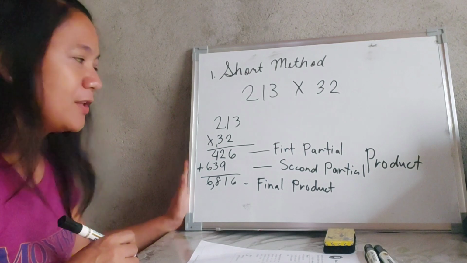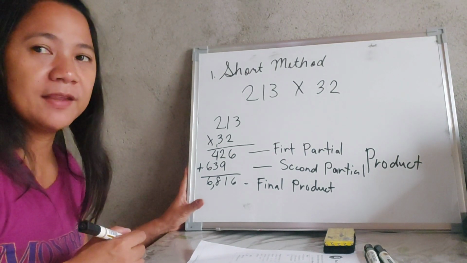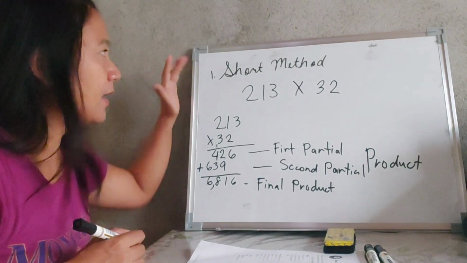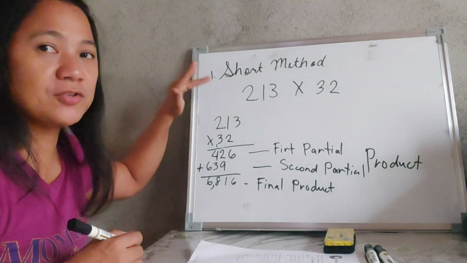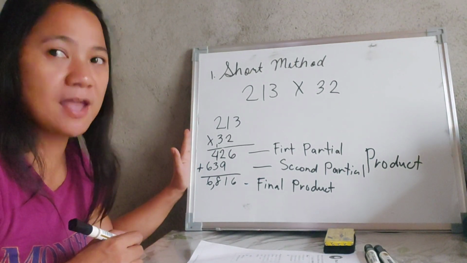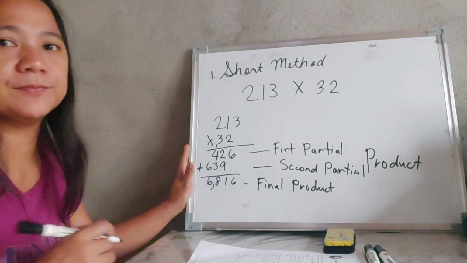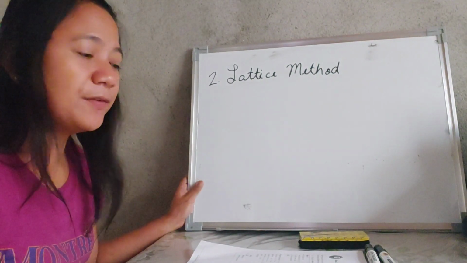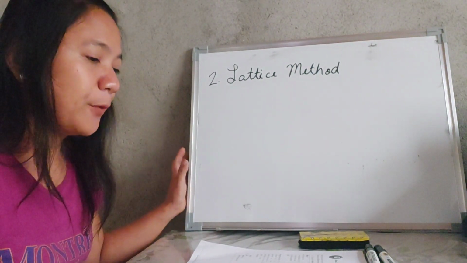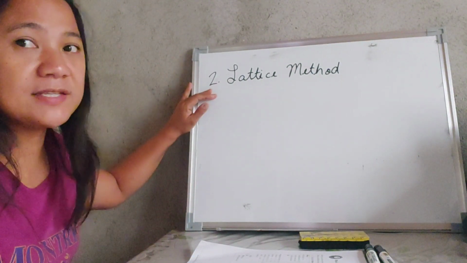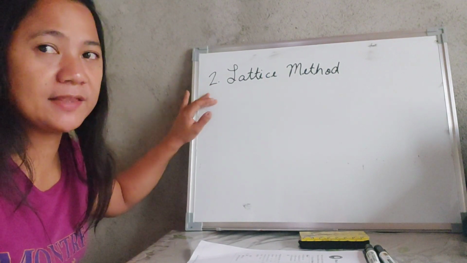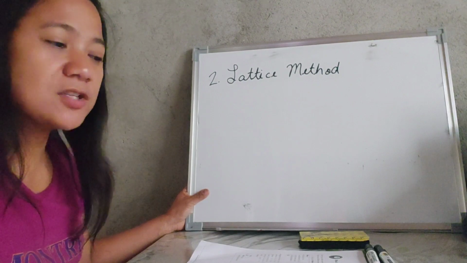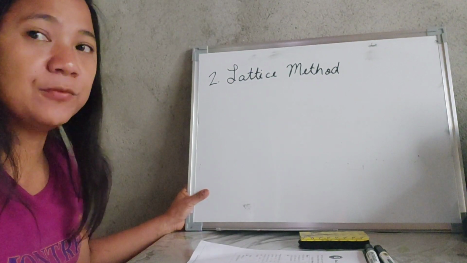So, tingnan na mabuti yung ating unang example. Madali lang siya, di ba? Using the short method, we have 3 steps that we should follow. And the number 2 way in solving a problem is the use of the lattice method. So, what is a lattice method now? Lattice method also has 3 steps to follow.